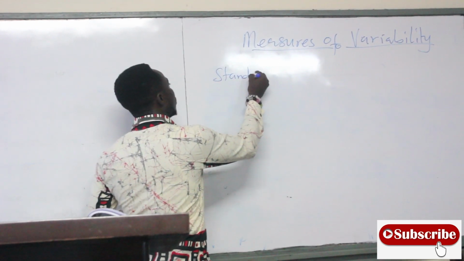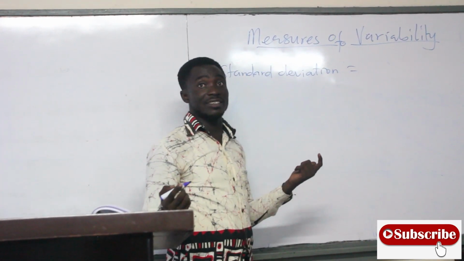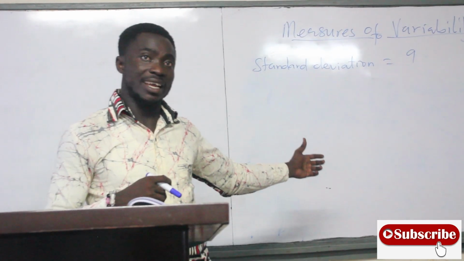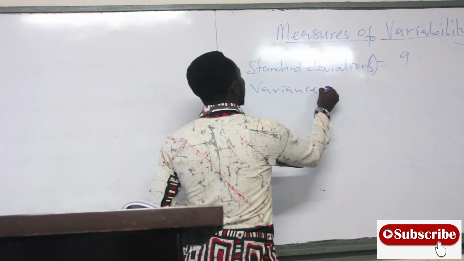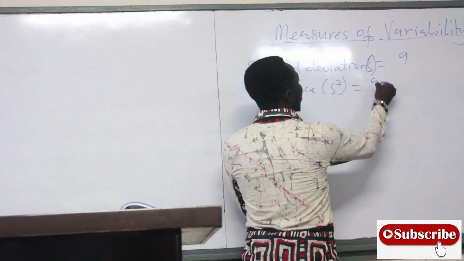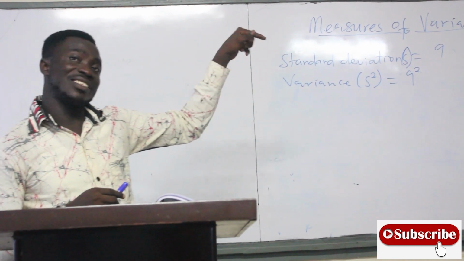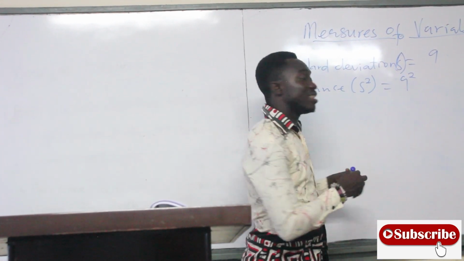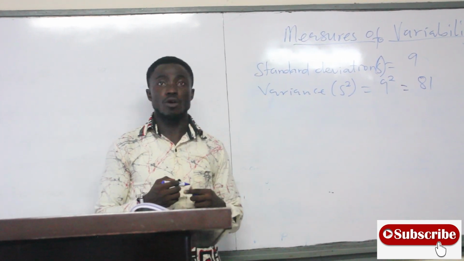Now, when you are given the standard deviation and you are asked to find the variance, say the standard deviation is 9. Simple. Our variance will be the square of the standard deviation. So when we take the 9, which is the standard deviation, and you square it, the response will be the variance. So the square of 9 will be 81. So 81 is our corresponding variance for the standard deviation of 9.